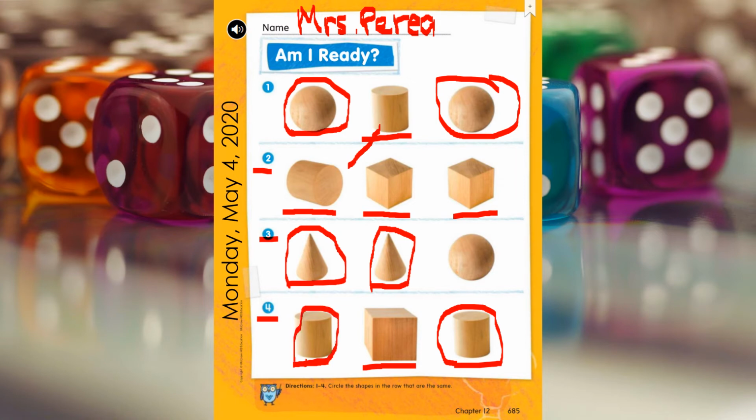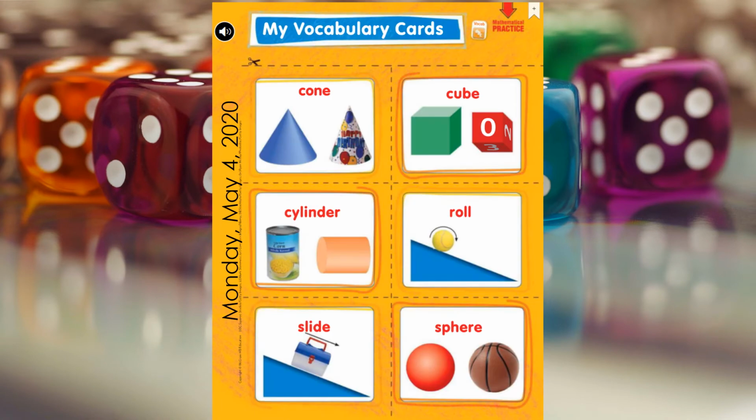All right, turn the page. So these are our vocabulary cards, okay? Vocabulary just means that we're learning new words. And you know what? Even if you've already known these words, that's great too. But it's always good to know what they look like with letters. So this first word is the word cone. Okay, you can see that a cone has a circular bottom and a pointy top.